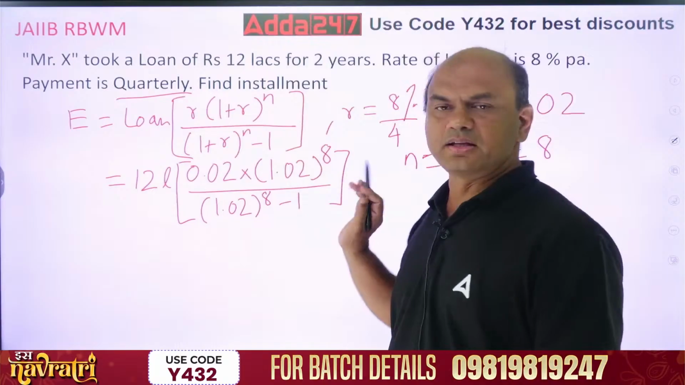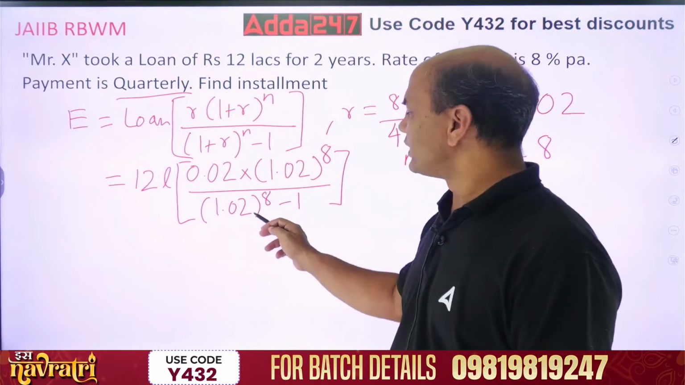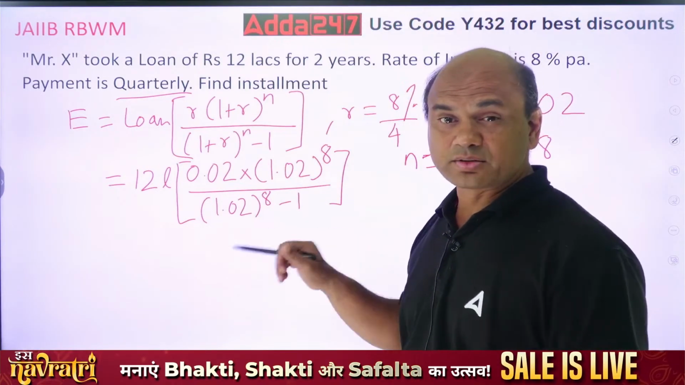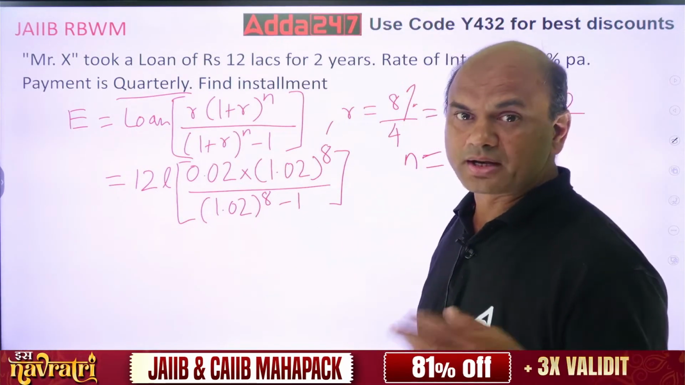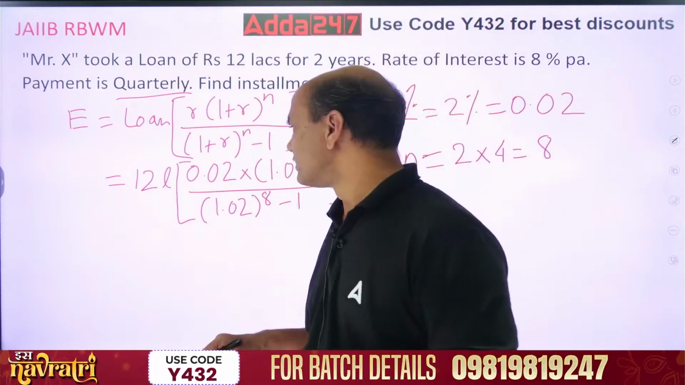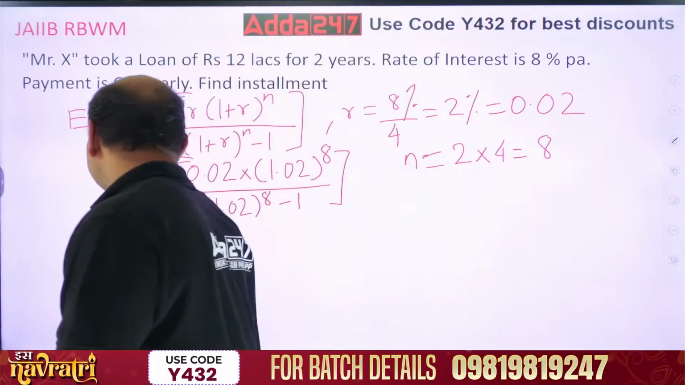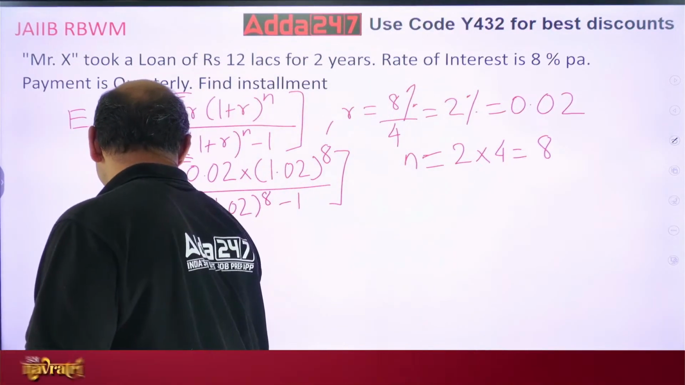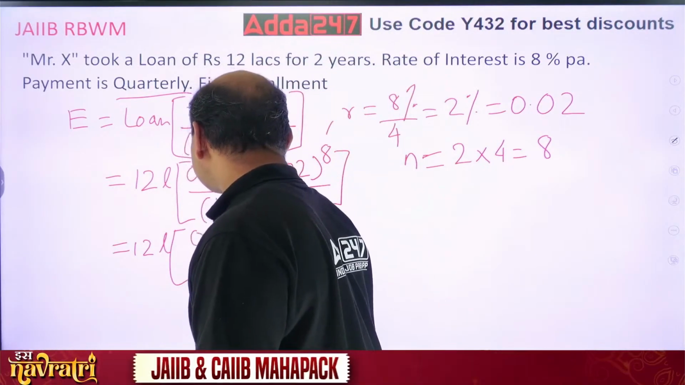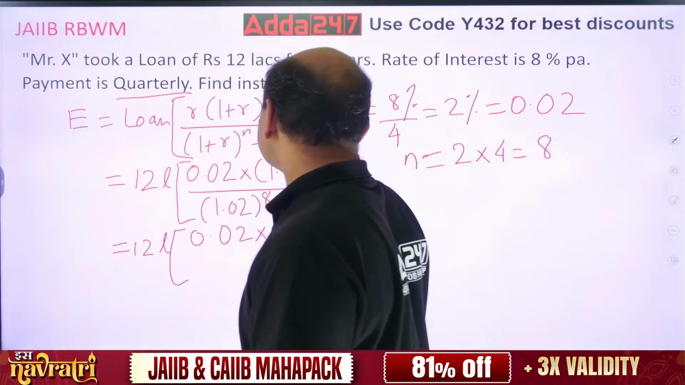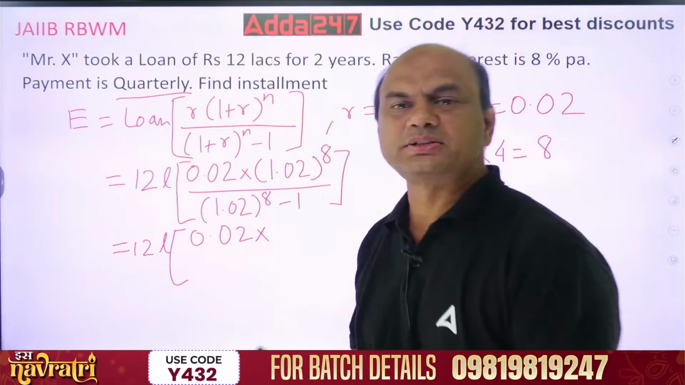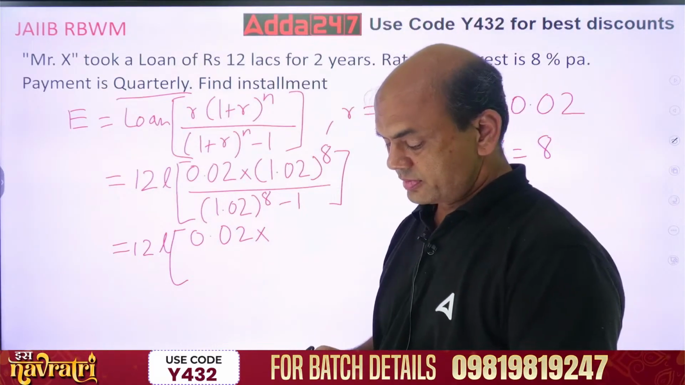Getting this? Clear this part? 1.02 raised to n, 8 minus 1. Find this figure and write it somewhere, because this is very important. You will be needing it again and again. Let's solve it side by side. So this is equal to what? 12 lakhs into, now this 0.02, keep it as it is. And what is the answer for this? 1.02 raised to 8. Find the answer for this.